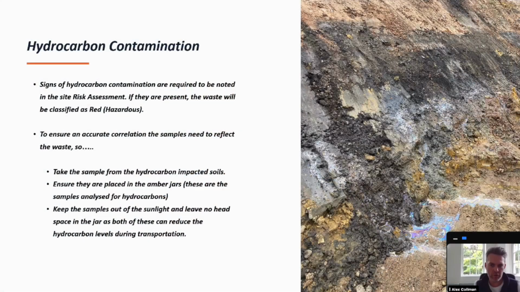So those hydrocarbon impacted soils need to go into your composite sample, and you need to make sure that the hydrocarbon impacted soil is finding its way into those amber jars, because that is what you're going to give your hydrocarbon results. You want to make sure you're not keeping them in the sunlight. You want to make sure you're not leaving loads of headspace in those jars, because again, that can dissipate the hydrocarbon levels over time, and you could end up with results which either are deviating from the lab or aren't actually representative of the waste that's happened. And ultimately what we're here for is to get a good correlation.